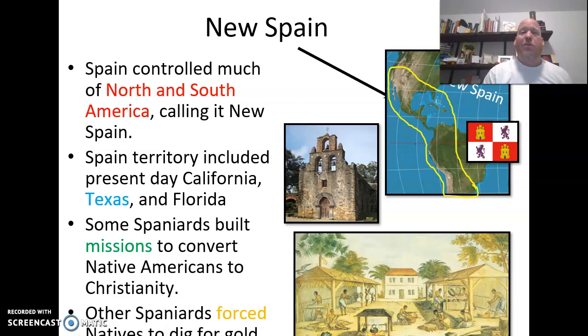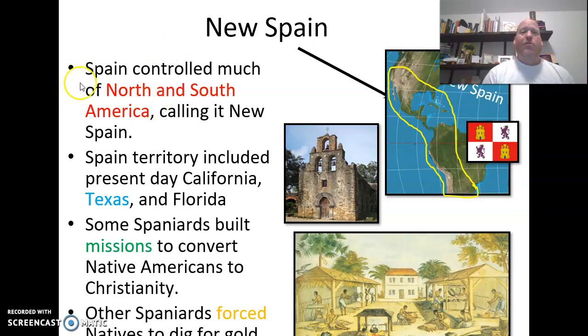So we're going to talk about New Spain. You're going to see that a lot of these countries weren't very creative in renaming their new territories. They just called it New Spain, New France, New England, New Netherlands. Not very creative at all. But at least this way it makes it easy to remember because the name's actually in it.